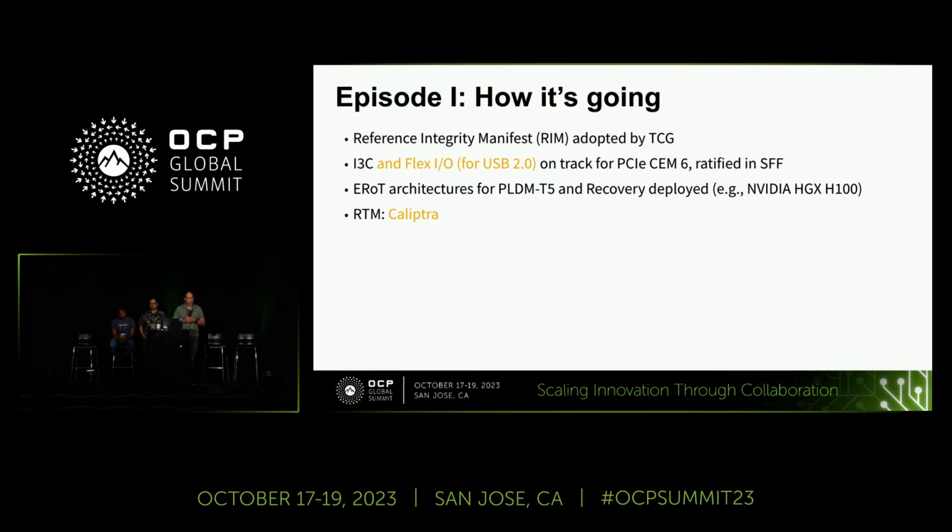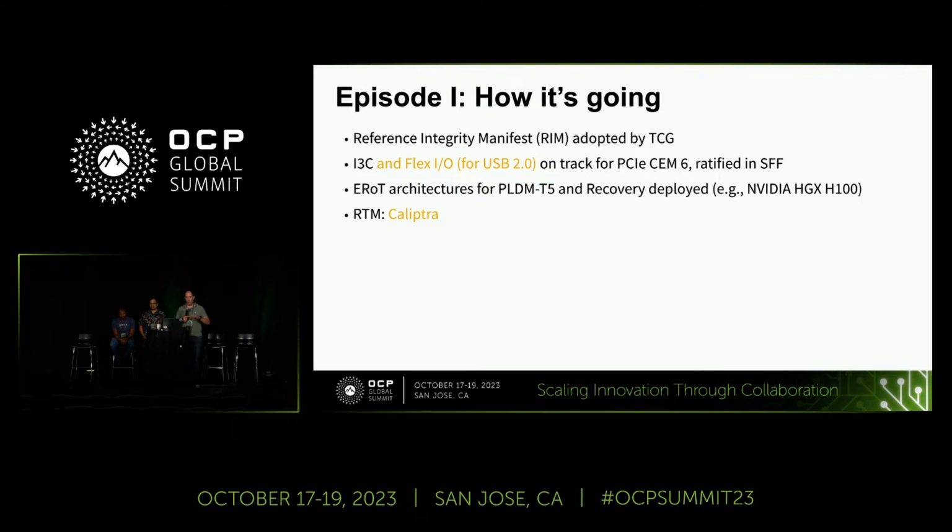The NVIDIA HGX platform is the first publicly commercially available platform where you can touch an EROT, right? Servers and Titan are well-established concepts, but they're sitting behind the CSP boundary. This is the first one that you can talk to using SPDM and PLDM, and that you can buy if you have a big wallet.